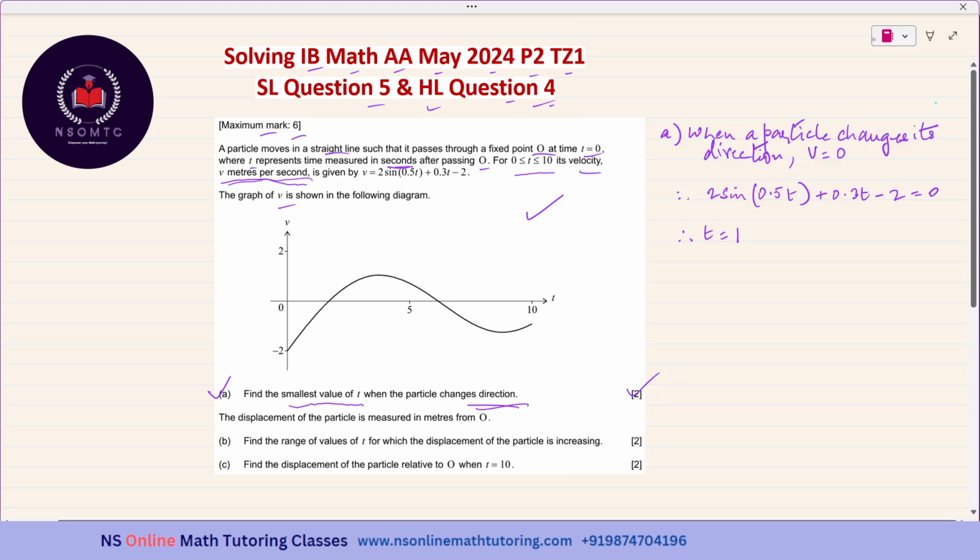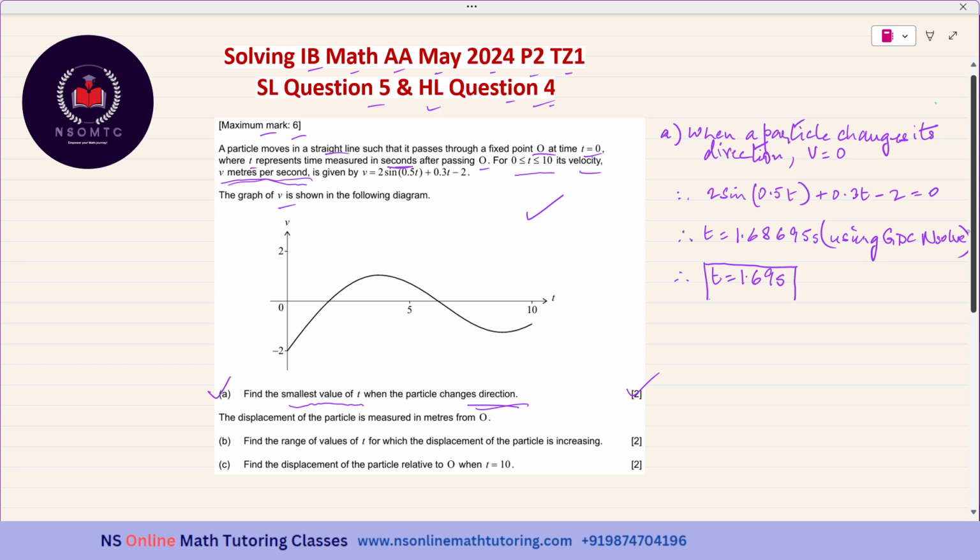So we can write 1.68695 seconds using GDC nSolve. Therefore t is equal to 1.69 seconds, correct up to 3 significant figures.